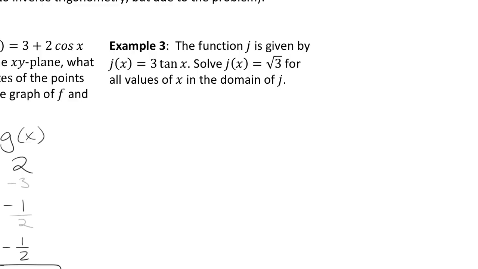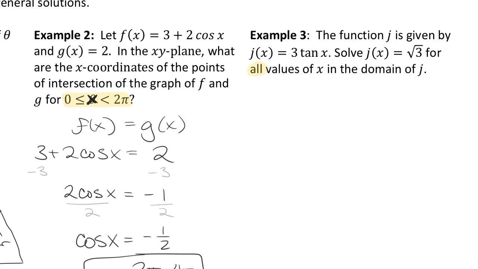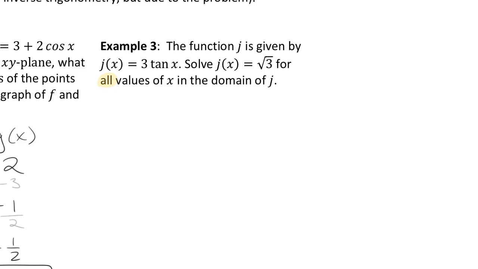Okay. Is this one that I'm going to have to write a general solution for? Yes. What was the key word we were looking for there? All values. And it didn't have something that looked like what we were given in example 2, which is like boundaries. This has no boundaries. So we are going to have to write a general equation here. Do not panic though. It says we are going to take j of x and equal it to square root 3. So I'm going to take the j of x function, 3 tangent of x, and equal it to square root 3.